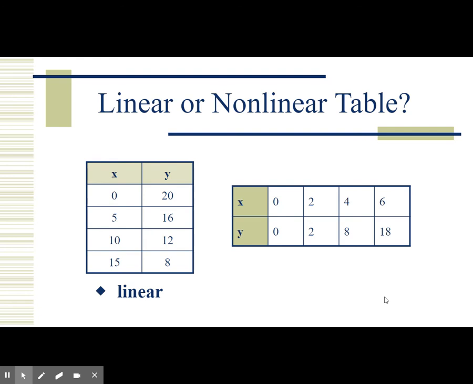Pause the video, you decide, linear or non-linear. If you did that, the top, 0, 2, 4, 6, it's counted by 2. The bottom, 0, 2, 8, 18, goes up 2, up 6, up 10, so non-linear. All right, so the tables are pretty simple. That's all you're doing. You just look and see what it's counting by.